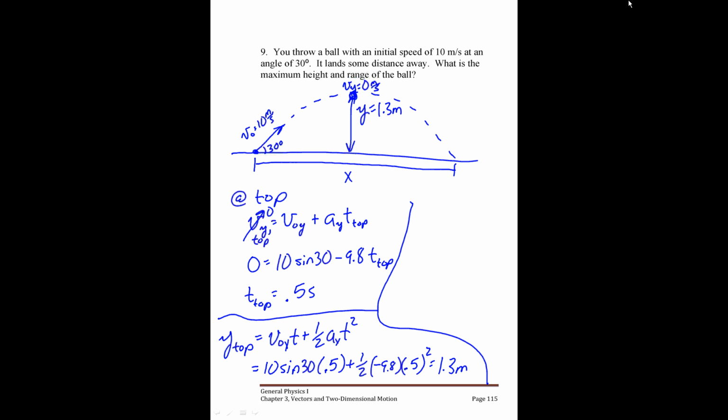Now, I want to know what is the x position at this time, and this time is going to be 2 times t top, only because it's symmetrical, that the left side looks exactly like the right side. So this is 1 second. Actually, with 1 sig fig, just 1 second. So I just say x is equal to Vx times t. That is 10 cosine 30 times 1 second. It takes 1 second to travel the full range. That's 8.6 meters.